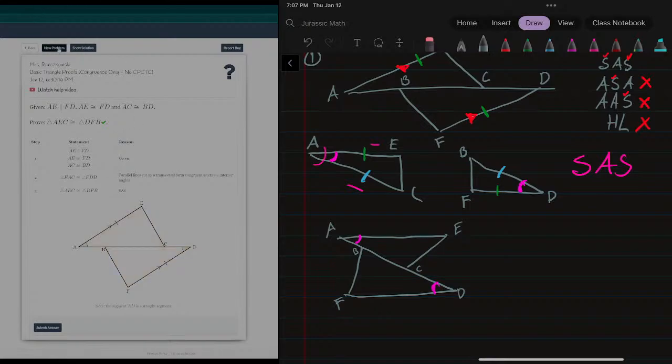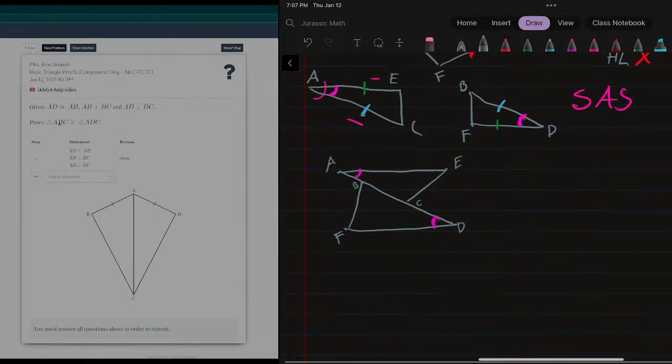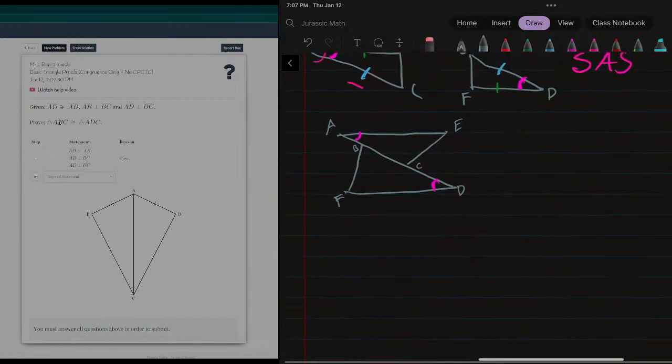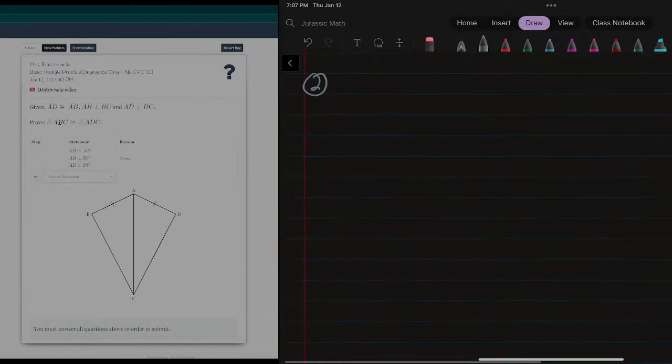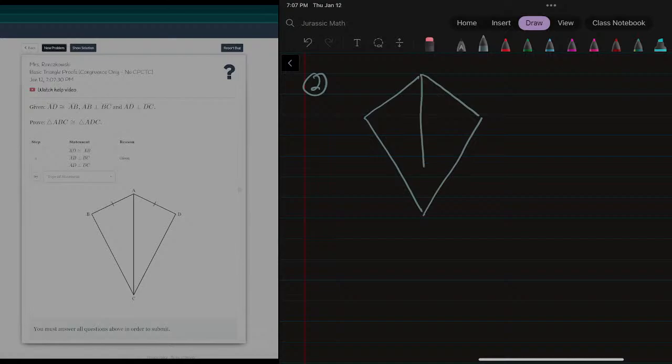So my next problem I'm going to try. Ooh, a good old kite. So number 2. We're given some information. We have to prove two triangles are congruent. Like always, the first thing I'm going to do every single time, I'm going to draw a picture of what I see. And then we have a line going down the middle.